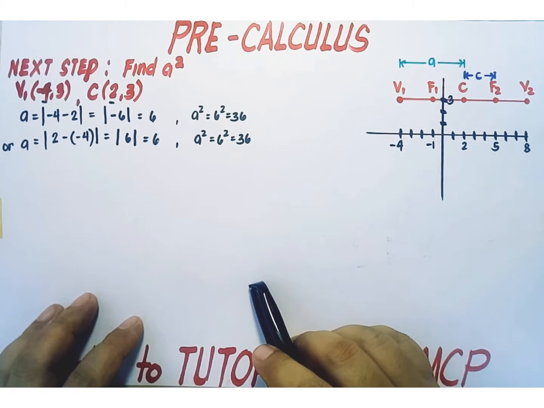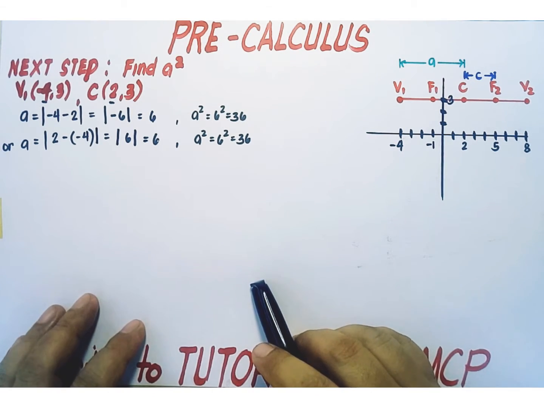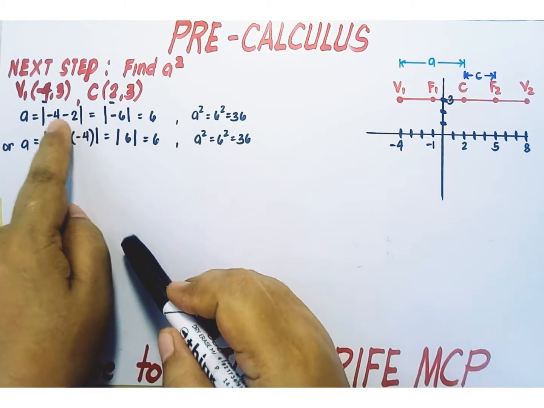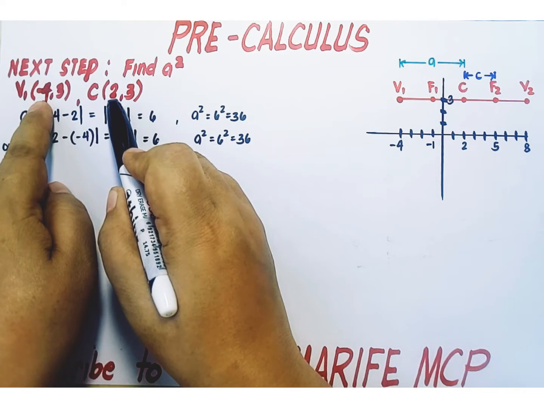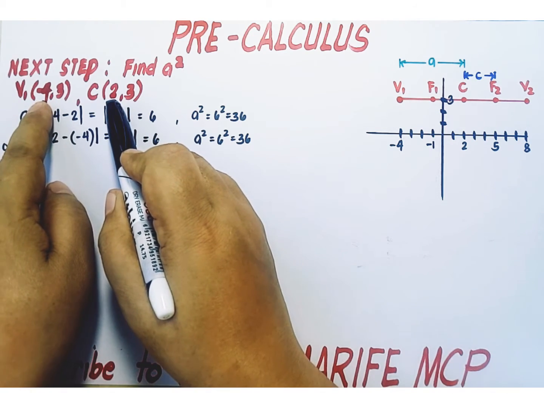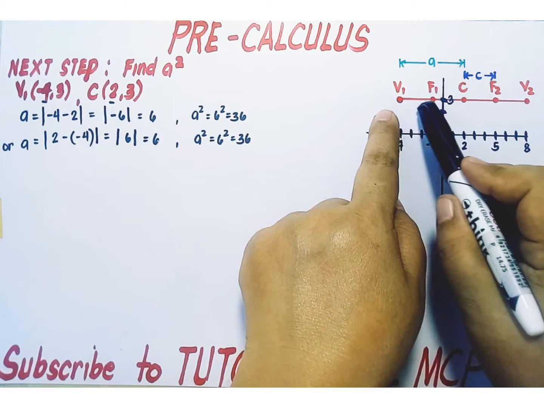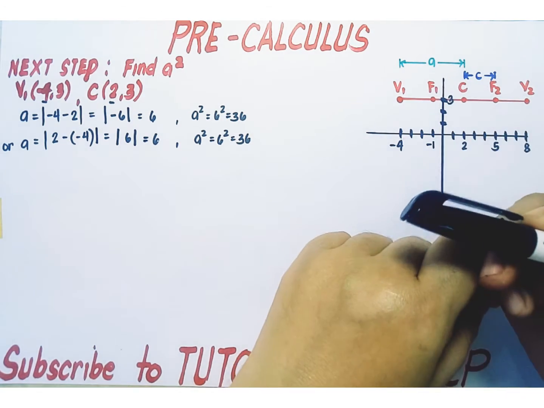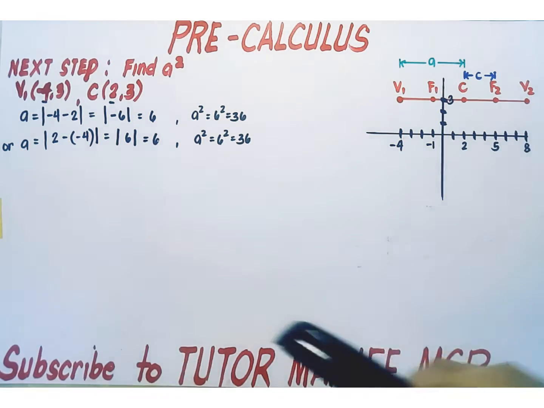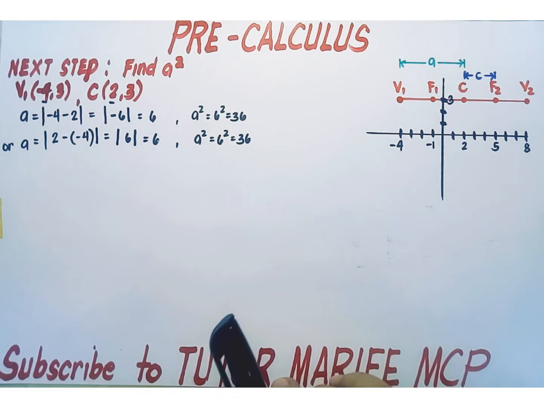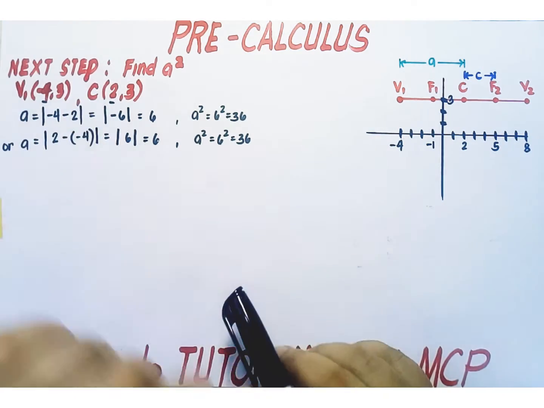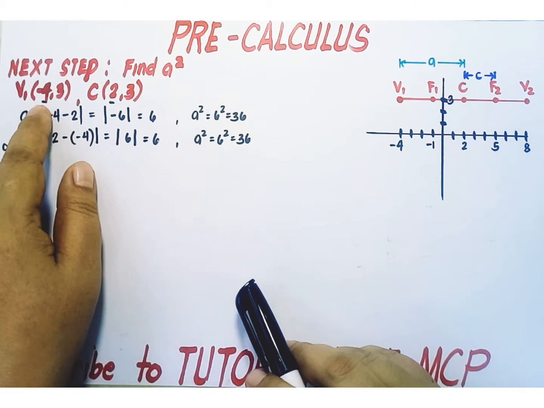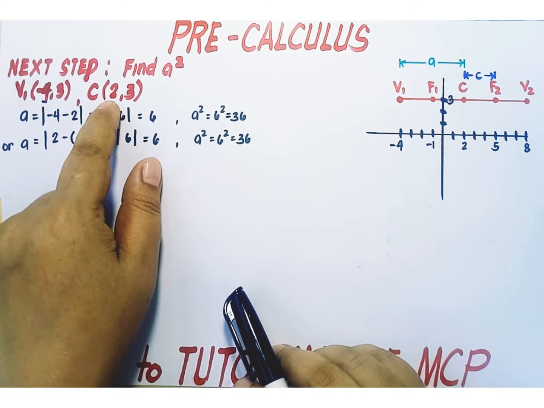Another way of finding a is by solving. By solving, we take the absolute value of the difference between the x-coordinates of the center and the vertex of the ellipse. You can use either the first vertex and the center or the second vertex and the center. Either of the two pairs would give you the same answer for a. Let's use the first vertex and the center. The x-coordinate of the first vertex is -4. The x-coordinate of the center is 2.